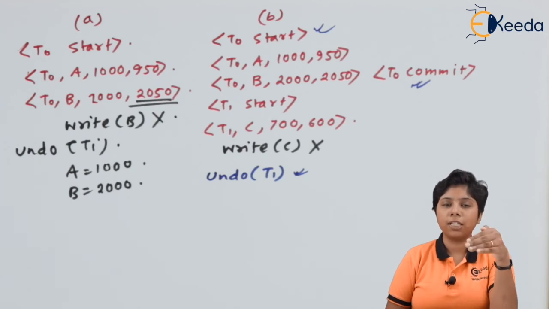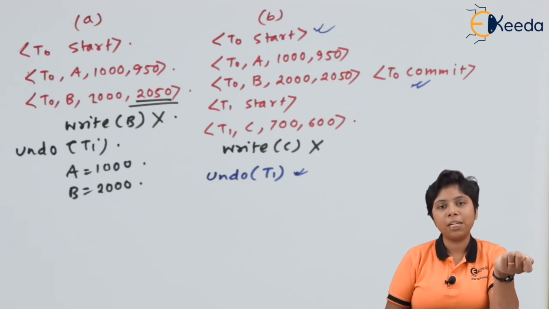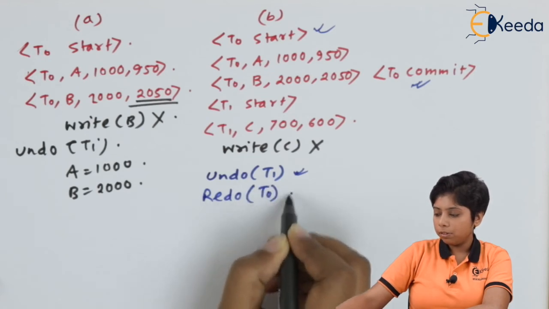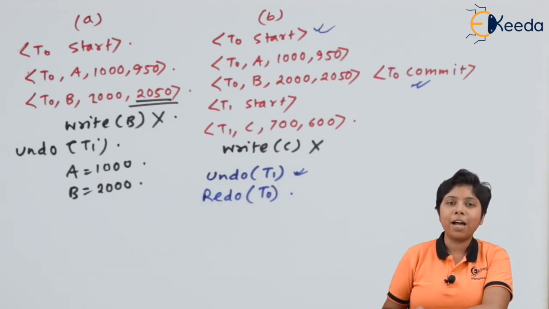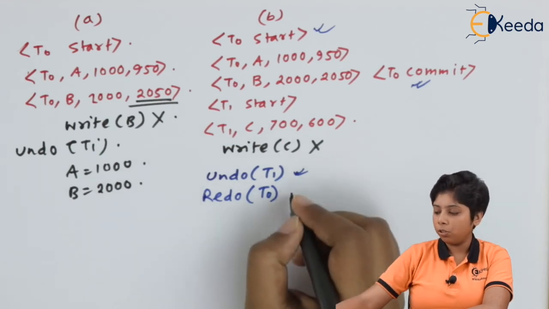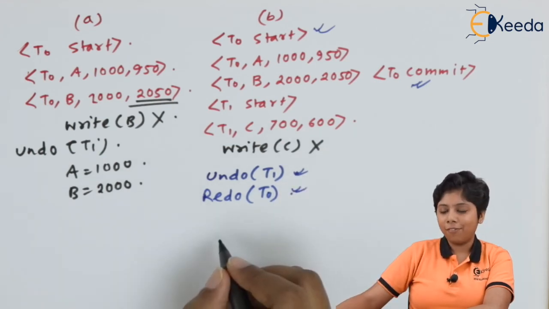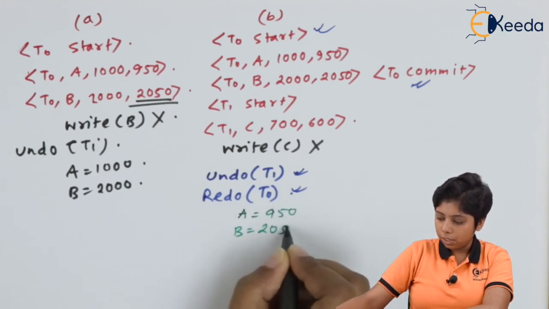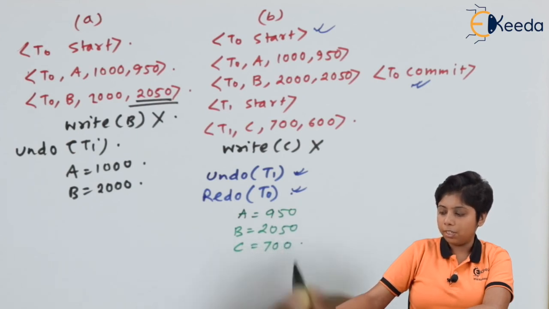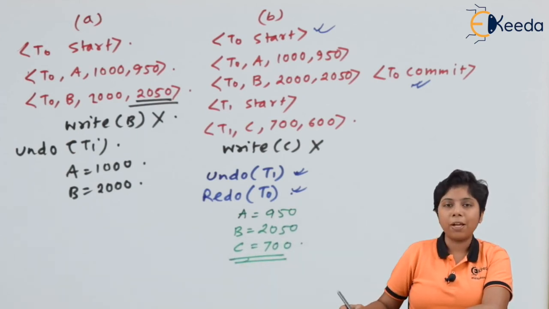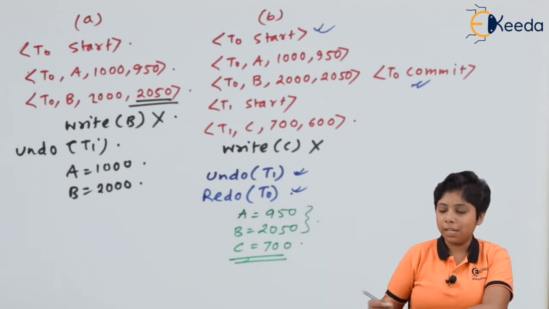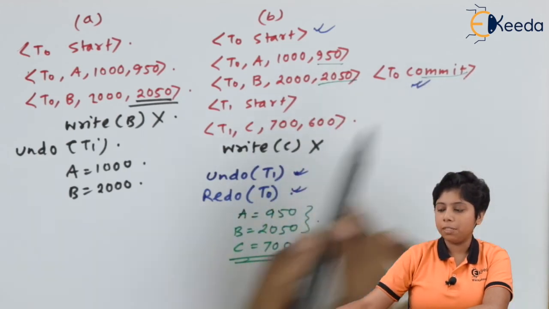Till now we have not done our schedule or the log, but particularly that transaction which has been committed. So now we can perform redo T0. So what will be my updated database modification after doing undo T1 and redo T0? We can have the values as A equals 950, B equals 2050, but C equals 700. See, the value of C is now my old value of C, but the values of A and B are my new values that we have just written and committed the transaction.